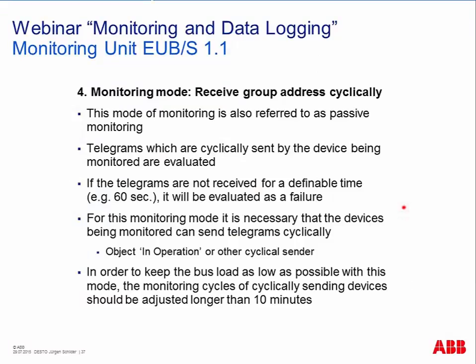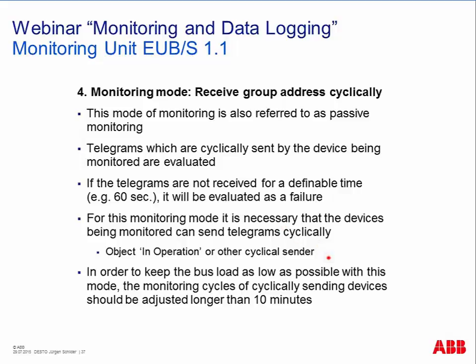And last but not least, the fourth version or fourth mode, receive group address cyclically. We call it passive monitoring because now the device to be monitored has to send a telegram cyclically to the monitoring unit EUBS. So from the EUBS point of view, it's passive monitoring because the other device to be monitored has actively sent the telegram. So which group object has to be chosen in such a device?